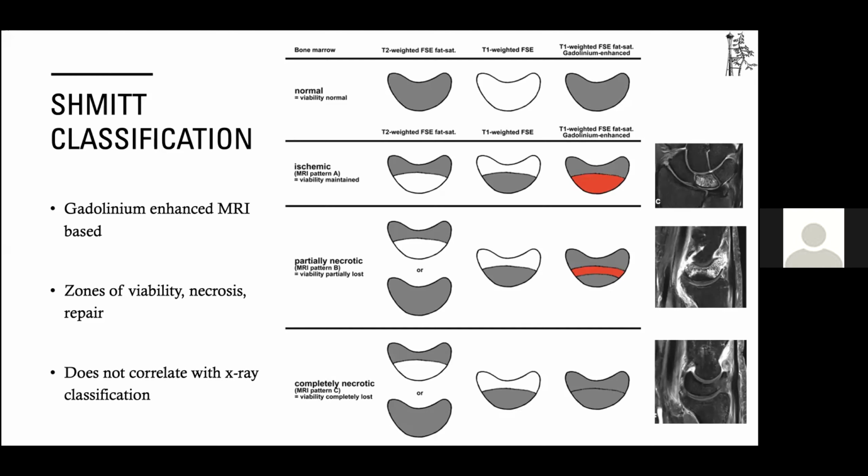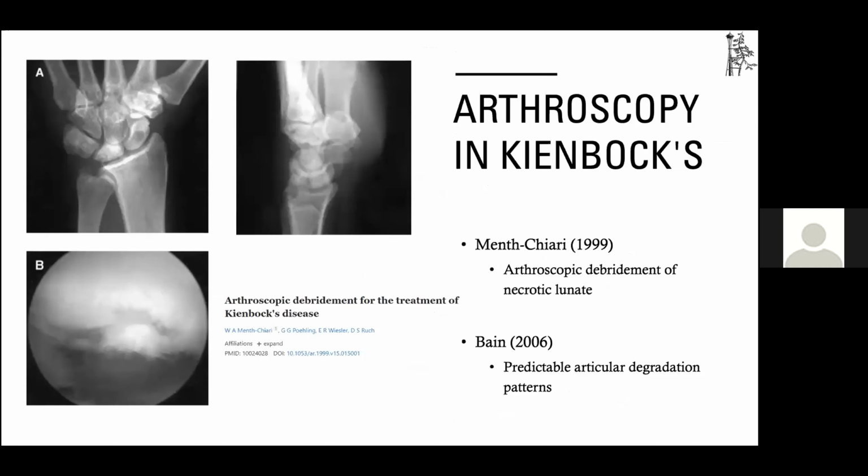But then as we progress, we look to pattern B, where we again see a hyperemic band, but more proximally, we begin to see an area of necrosis that's no longer viable. And ultimately, this will advance to MRI pattern C, where we see either a large portion or the entire lunate becoming non-viable and necrotic, which will inevitably lead to collapse and carpal arthrosis.